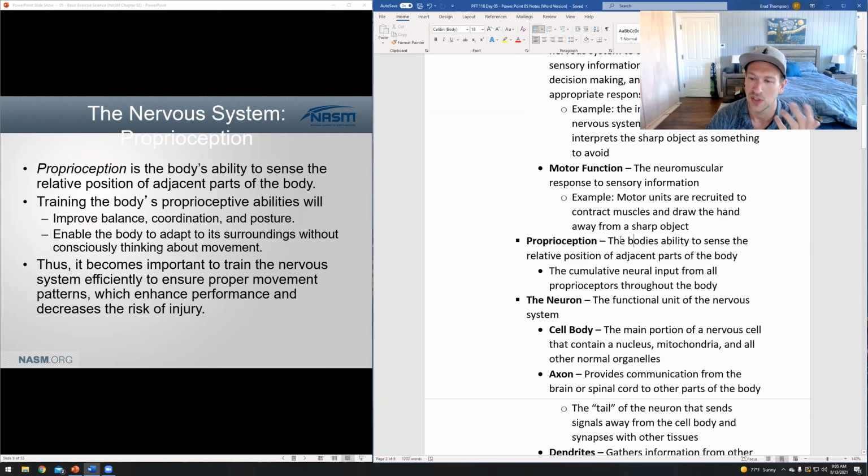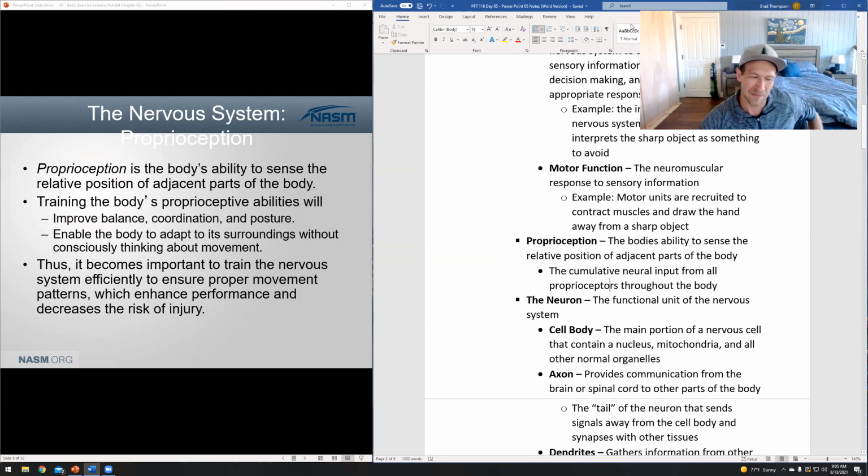Proprioception is your body's ability to sense the relative position of adjacent body parts, which is a big fancy way to describe it. Or, even fancier, you'll sometimes hear it described as the cumulative neural input from all proprioceptors, right? That's really technical. The way I like to consider proprioception, it's your body's spatial awareness. It's your body's ability to understand where it is in this universe that we all share.